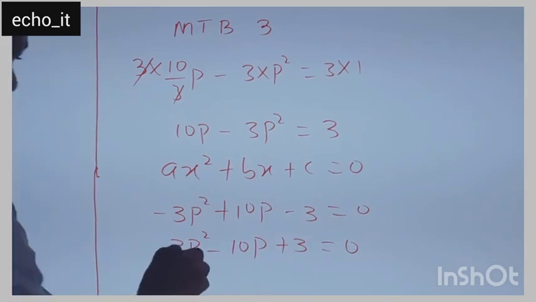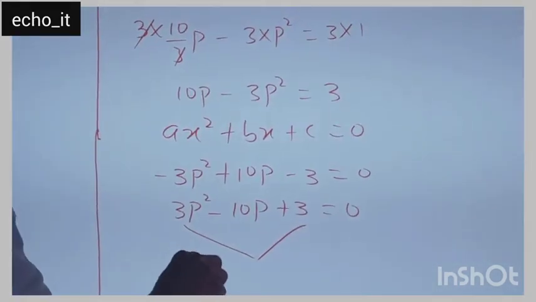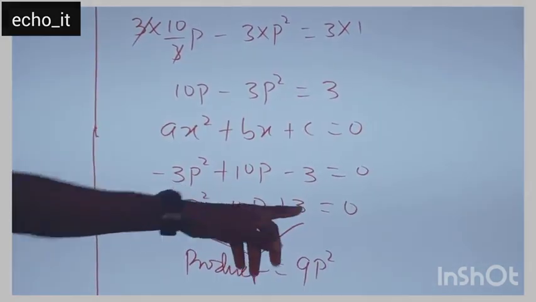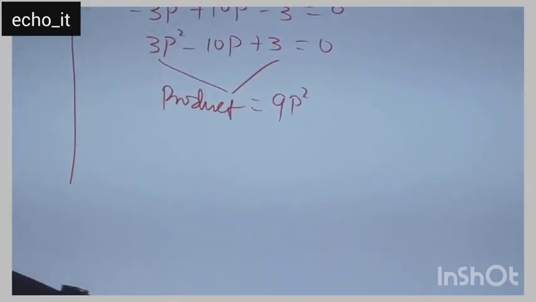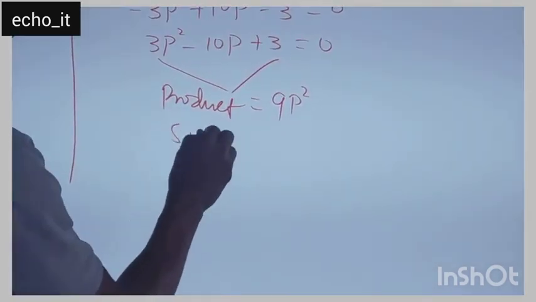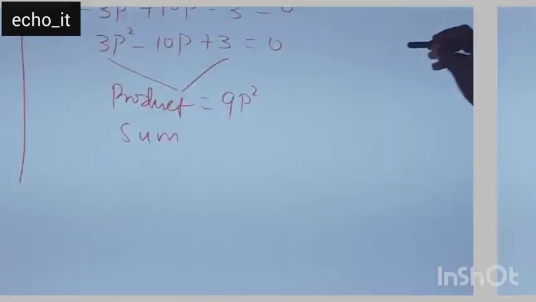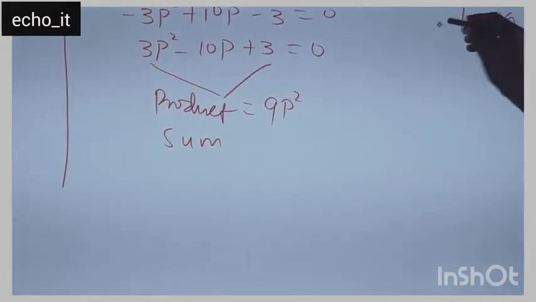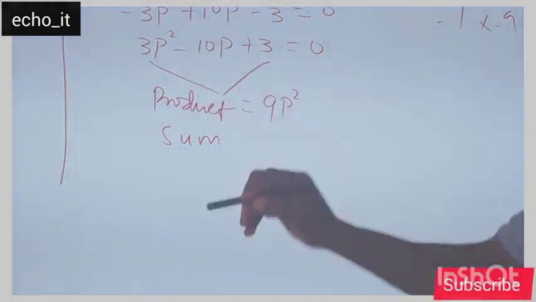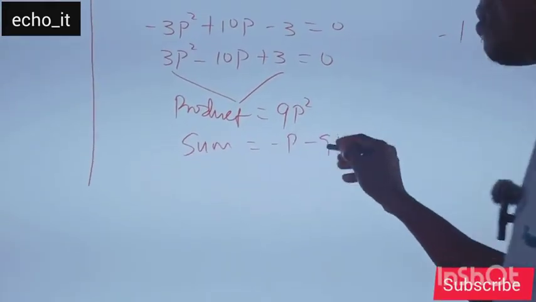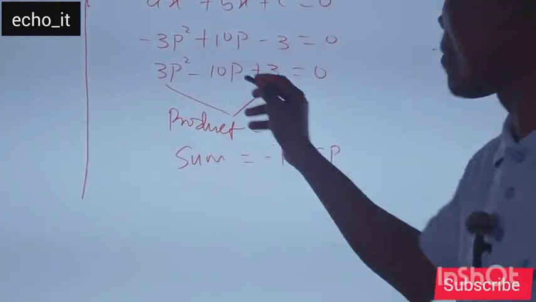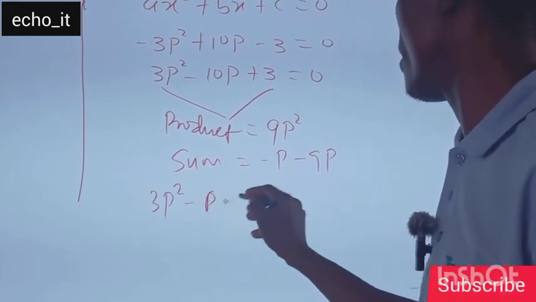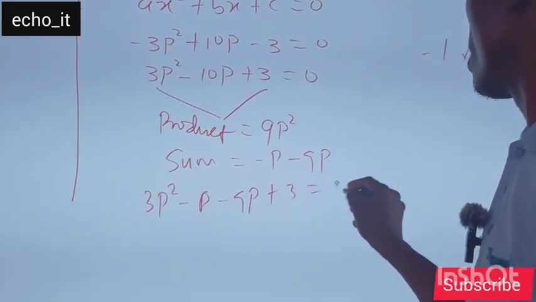Now to factorize this, I'm going to pair. If I pair them, the product is 9p squared. That's 3p squared times 3. That will result to 9p squared. Then the sum, to get the sum, the factors of 9, I have 1 times 9. Will that give me 10? Of course, it should. If I have minus 1 minus 9, it will result to minus 10. Minus 9p is the sum. Then you replace, so we have 3p squared minus p minus 9p plus 3 equal to 0.